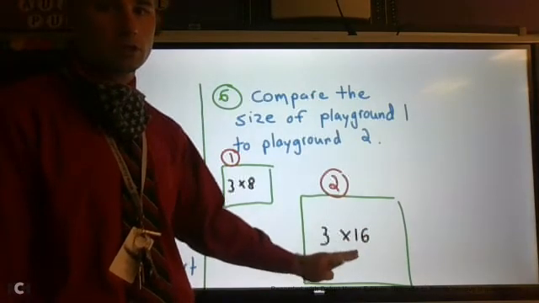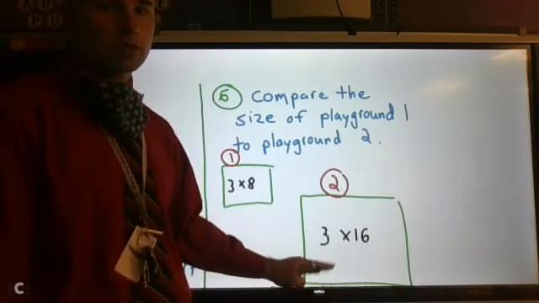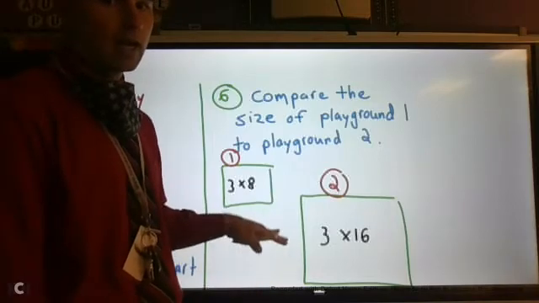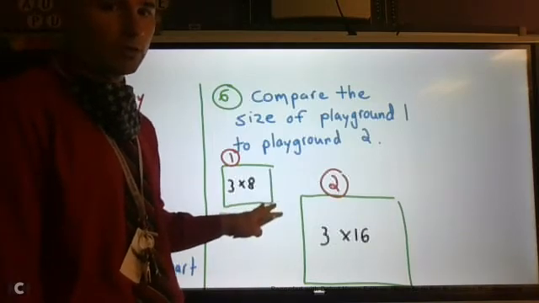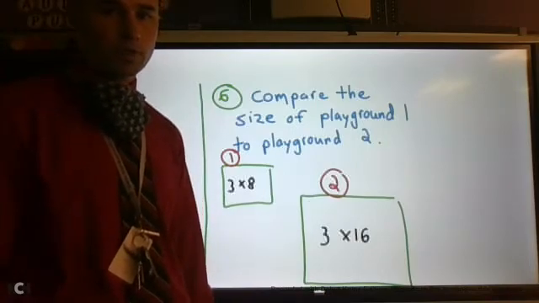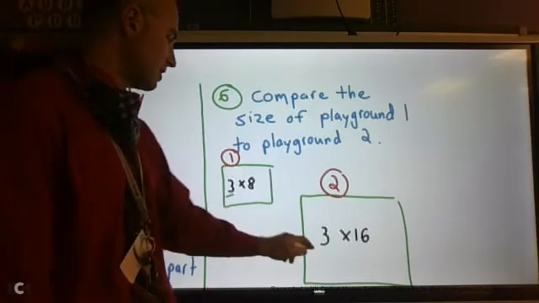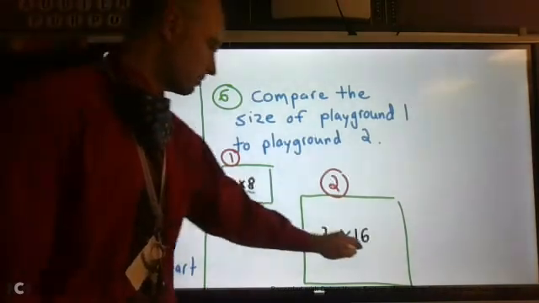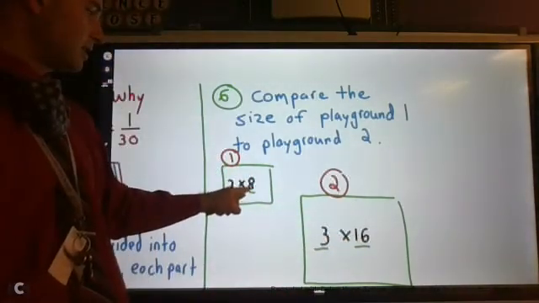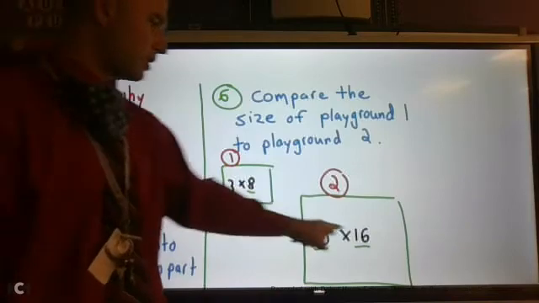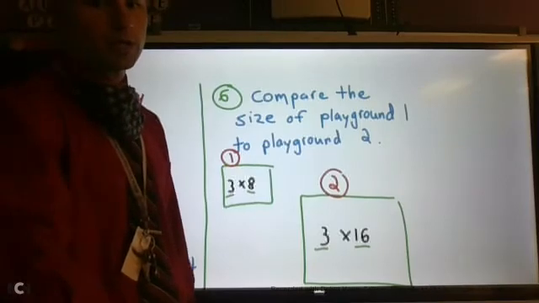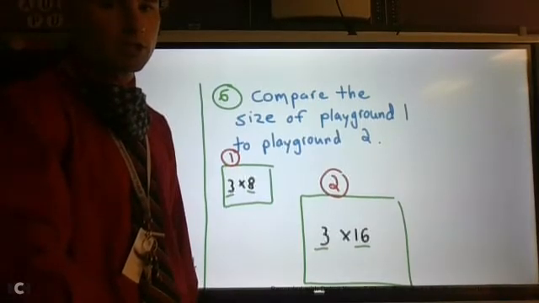So how much larger is playground 2 compared to playground 1? Or you could say, how much smaller is playground 1 compared to playground 2? Here's a hint. These numbers are the same. Look at these two numbers. How much smaller is this playground, or is this number compared to this number? Hit the pause button to show and explain in the Jamboard now.